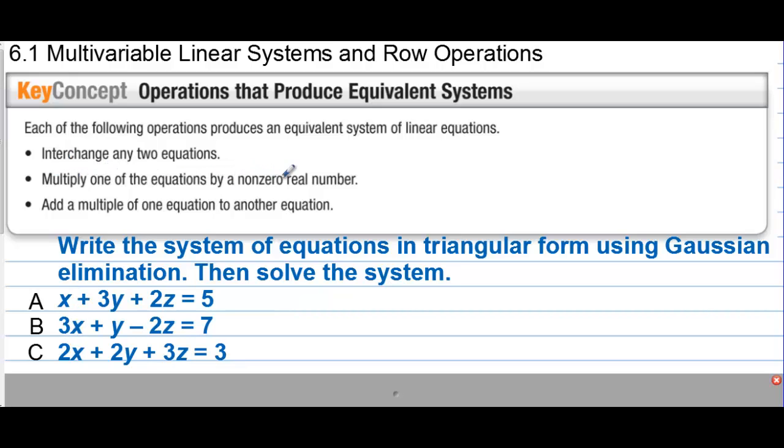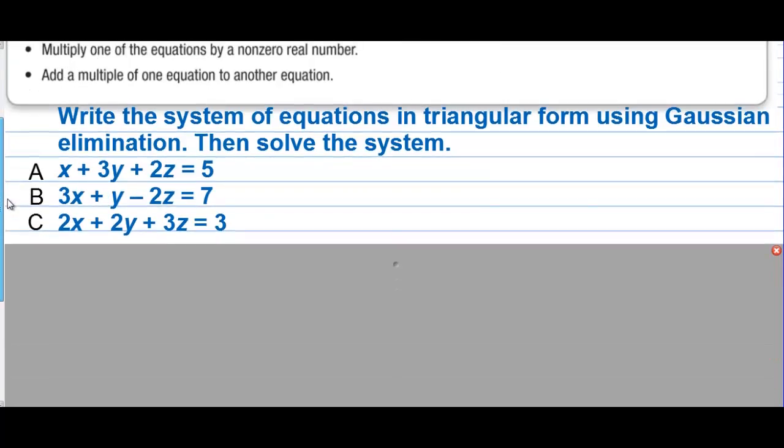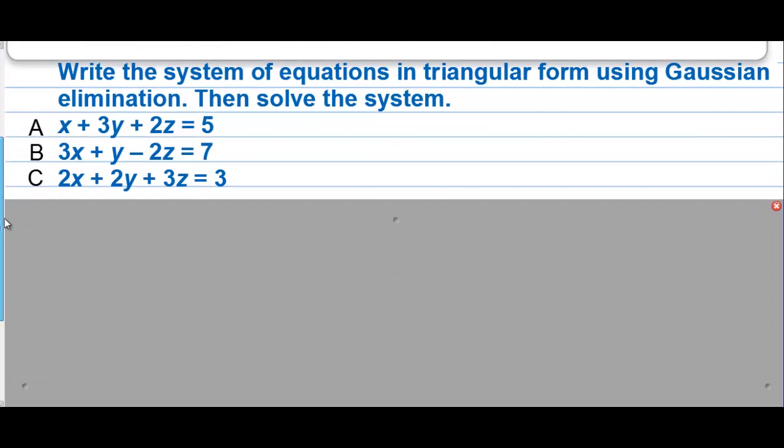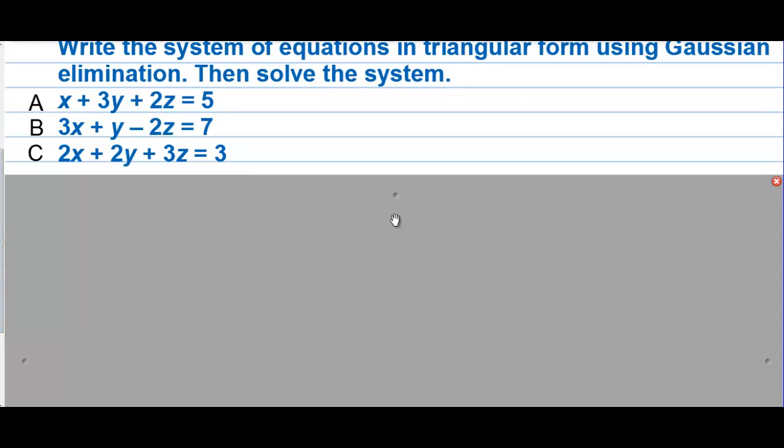Multiply one of the equations by a non-zero real number, so we can multiply the first one by 3 if we wanted to. Add a multiple of one equation to another equation, so we can add these two equations together, we can even subtract them. Write the system of equations in triangular form using Gaussian elimination, then solve the system.